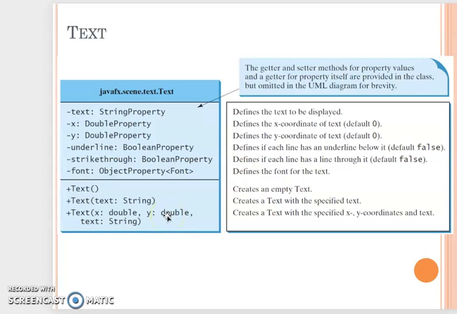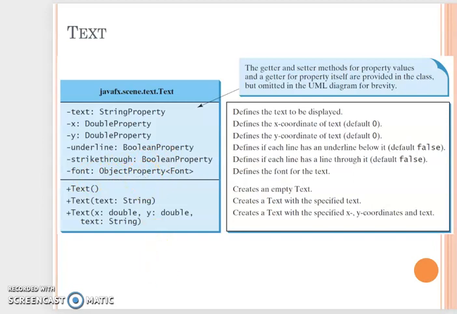So this XY coordinates is what we showed you earlier. Your top left will be 0, 0. To the right, your X will be bigger. To the bottom, your Y will be bigger. So besides specifying your string and your location, you also have underline or strike through or different font to specify your text.